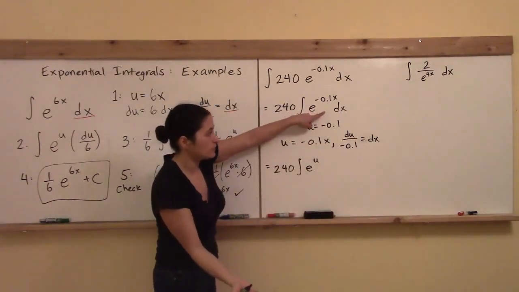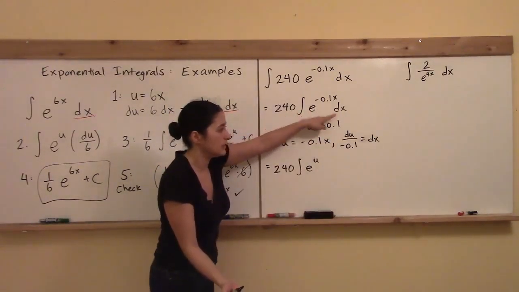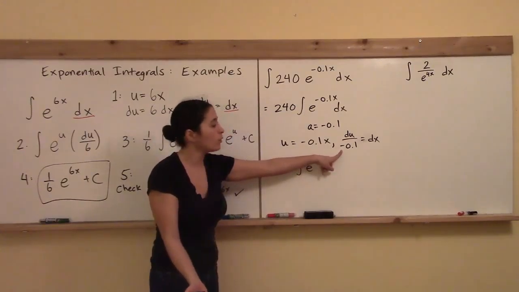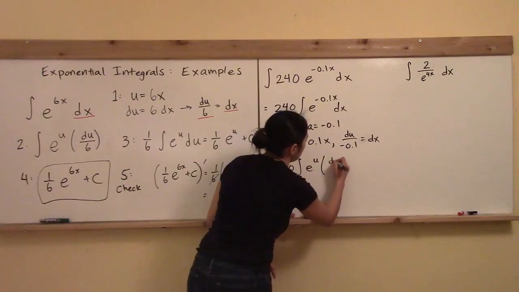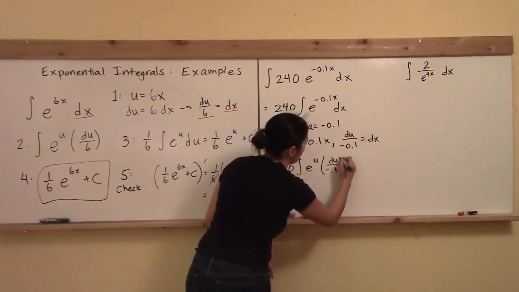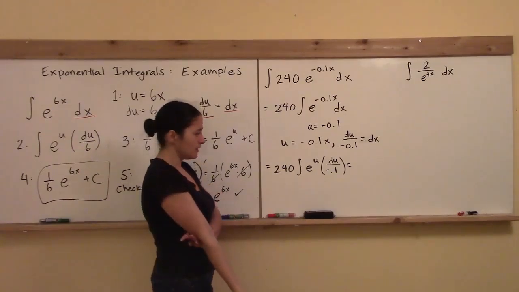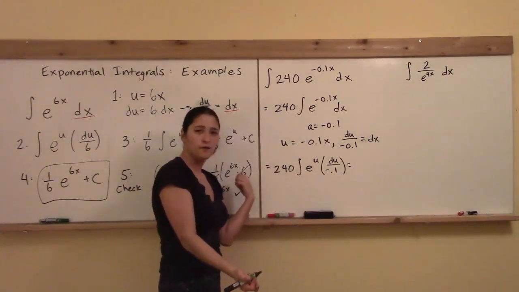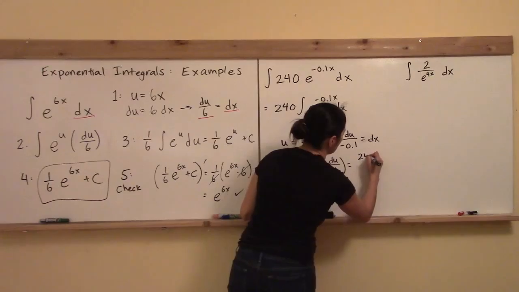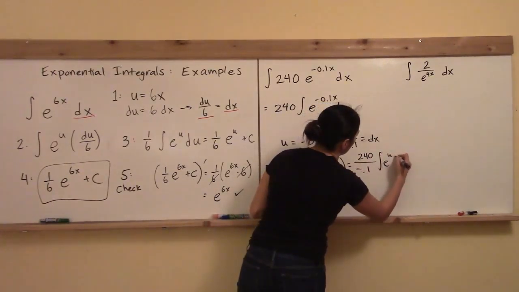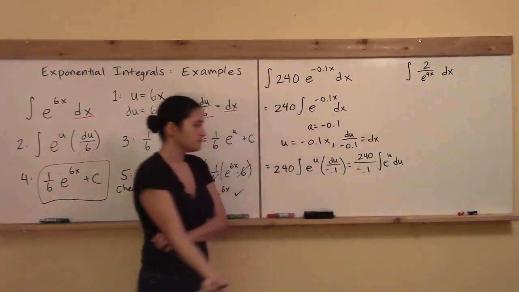Okay? So remember, on this integral, we have to replace the expression dx with something, so we better use du divided by negative 0.1. So I'm going to put du divided by negative 0.1 there. Oh, that negative 0.1, I don't want to have to deal with that either, so I'm just going to pull that to the outside. So this is going to be 240 divided by negative 0.1 times the integral of e to the u du.